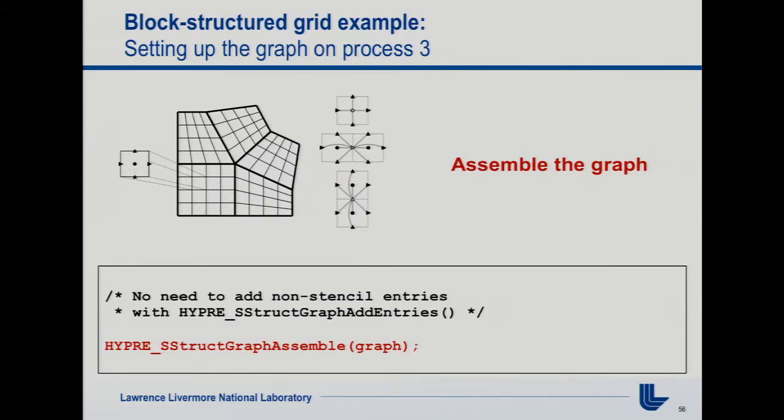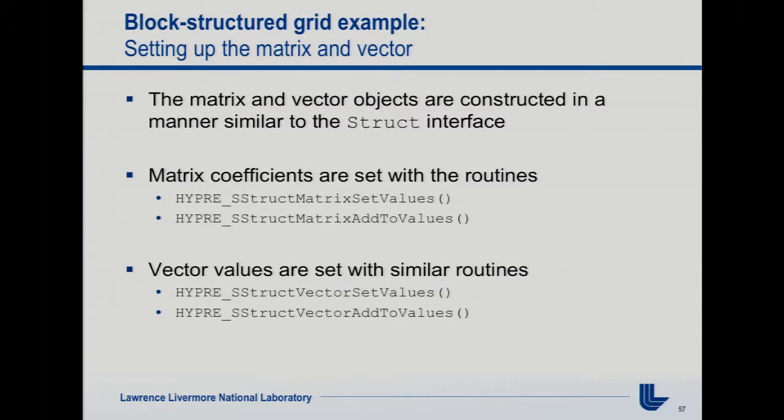And now I actually know what the non-zero structure of my matrix is at this point. That's what the graph represents. Okay? And to set up the non-zero values, again, it's calls to these set values. We also have an add to values where you can not just set the values, but add to them. And same for vectors down here. I won't show you how that works, but it's the same as before.